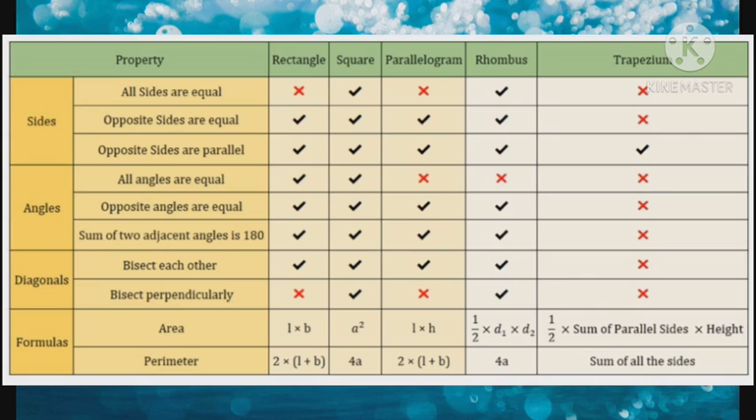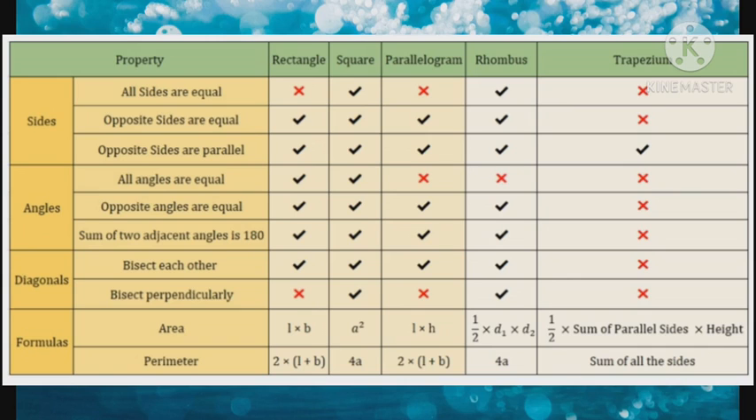Okay. Next is area. Area of rectangle is length into breadth. Area of square is side square. Area of parallelogram is again length into breadth. Area of rhombus is half into diagonal 1 into diagonal 2. Area of trapezium is half into sum of parallel sides into height.